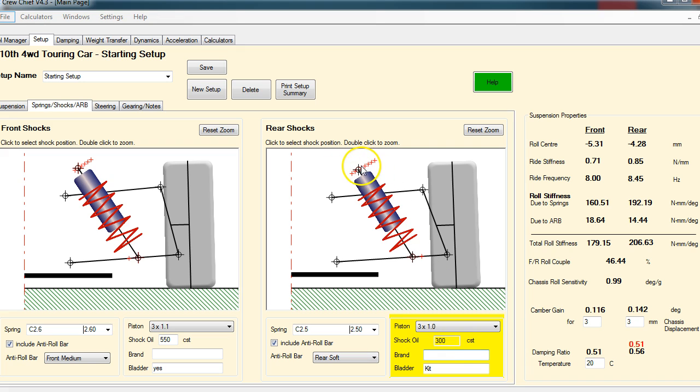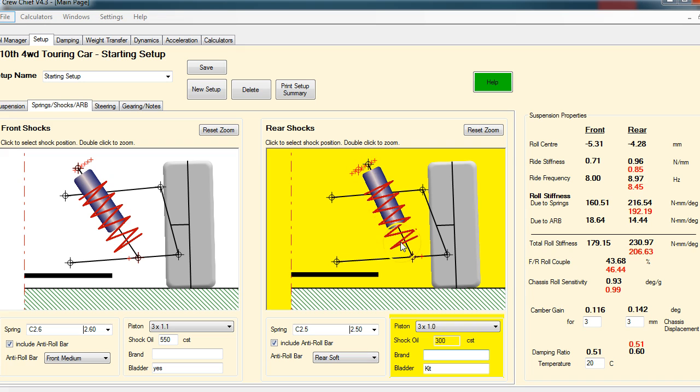Changing your shock angles is also going to affect your damping ratio. Standing them up is essentially making the shock stiffer, so it's changing your damping ratio. Those are the primary things that affect the damping ratio.